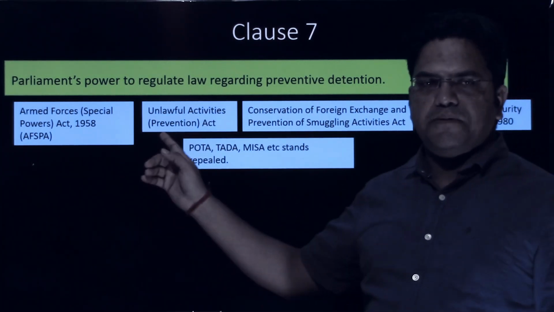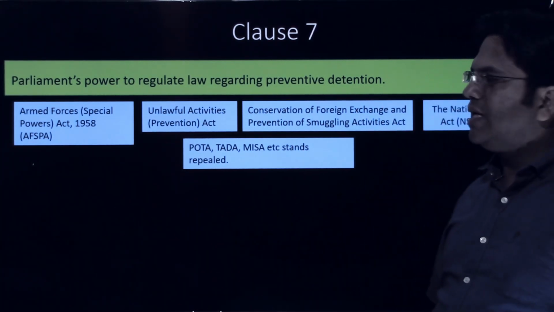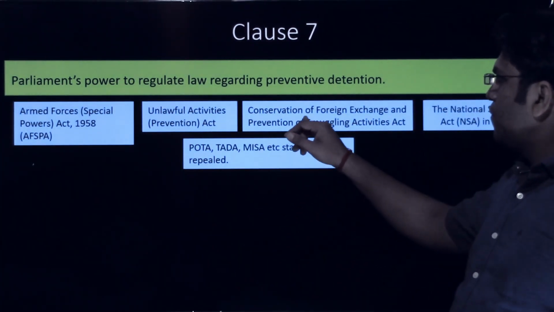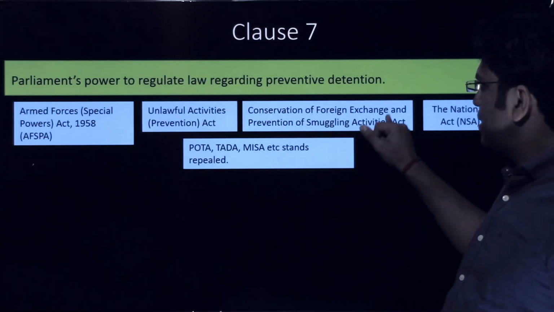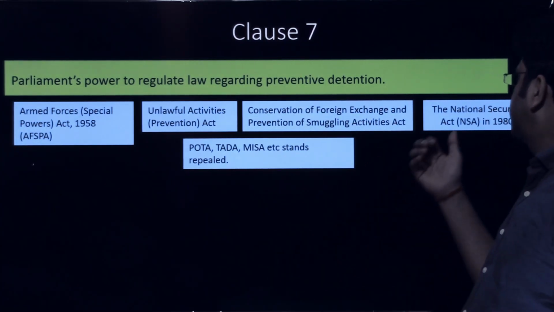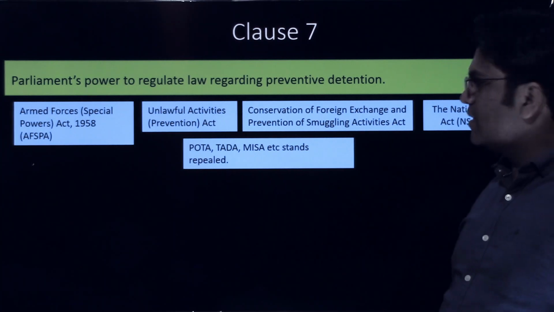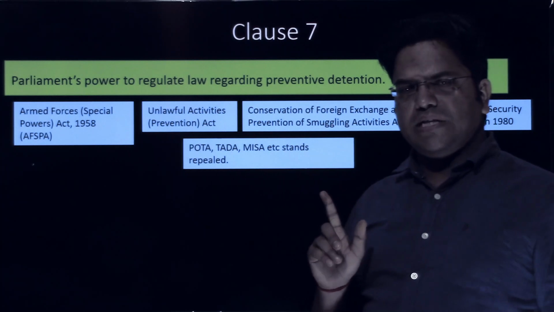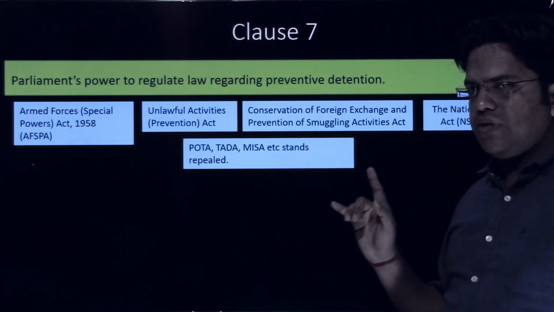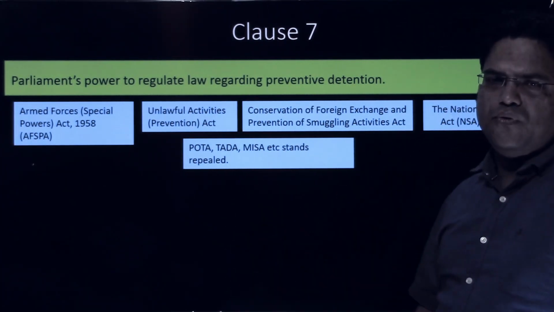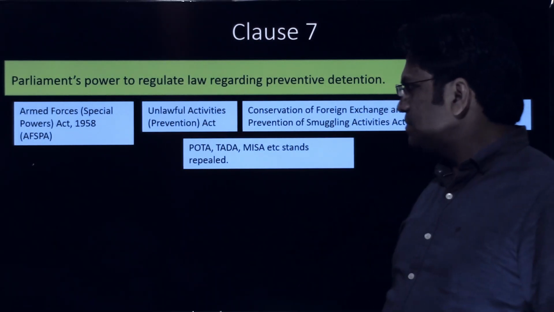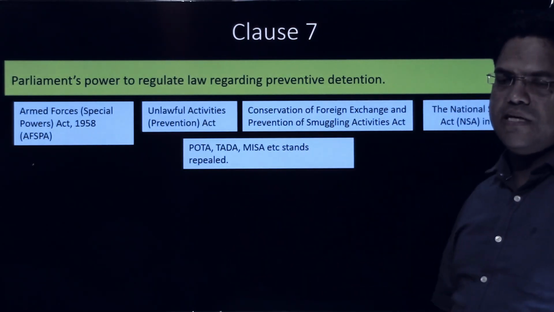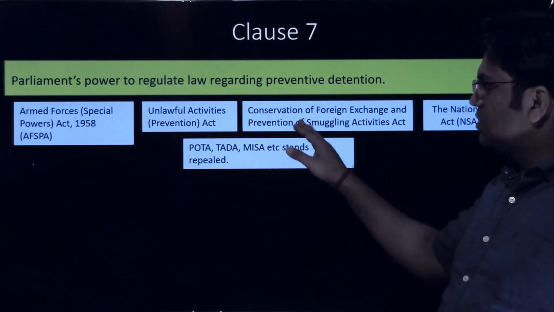You will see AFSPA, in effect from 1958, then UAPA, the Unlawful Activities Prevention Act, then COFEPOSA, in short format called Cofeposa Act. Thereafter you have the National Security Act 1980, and there are certain acts that stand repealed. MISA had been brought during the Emergency and was repealed as soon as the Janata government came into power. Then you had POTA and TADA dealing with terrorist activities. These three now stand repealed. COFEPOSA is nothing but the economic version of MISA, although it is in operation.